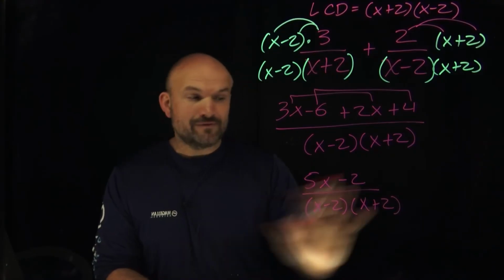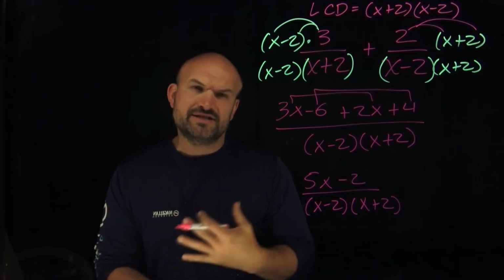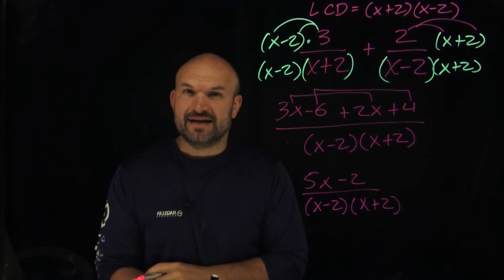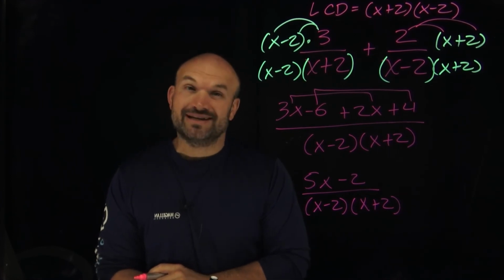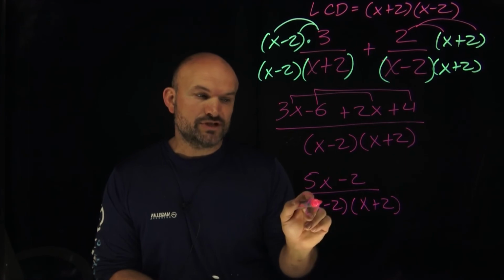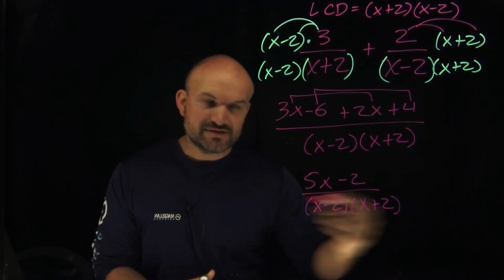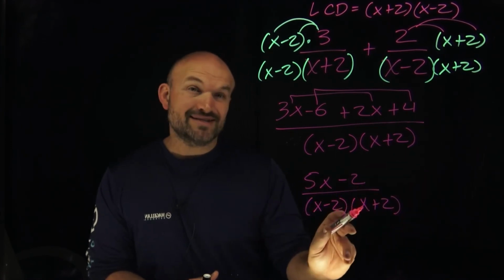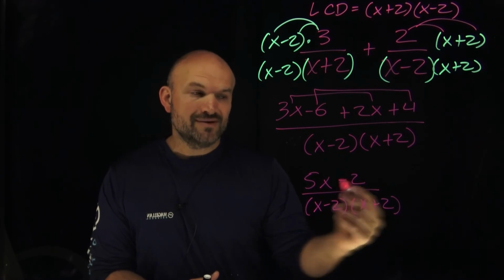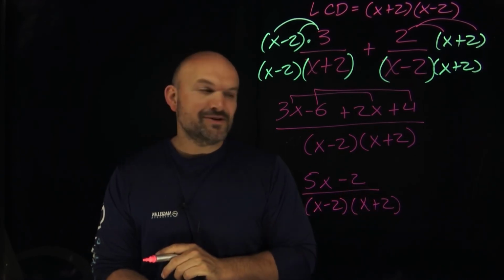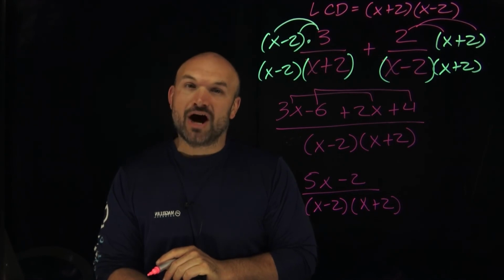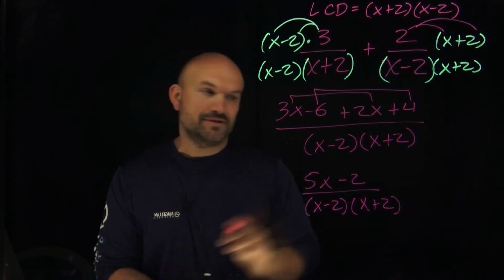Now, it's important to note that whenever we have a rational expression, we should always be clear about the values that are not going to be defined. Those are the values that make my denominator equal to 0. And you can see that when x is equal to 2, that's 2 minus 2, which is 0. 0 times anything is 0. And when x equals negative 2, then negative 2 plus 2 is 0. 0 times anything is 0. So therefore, I'm going to want to make sure I include our excluded values in my final answer.